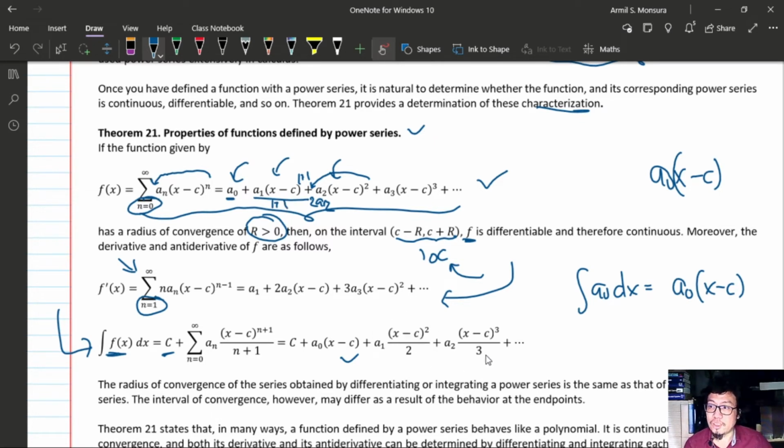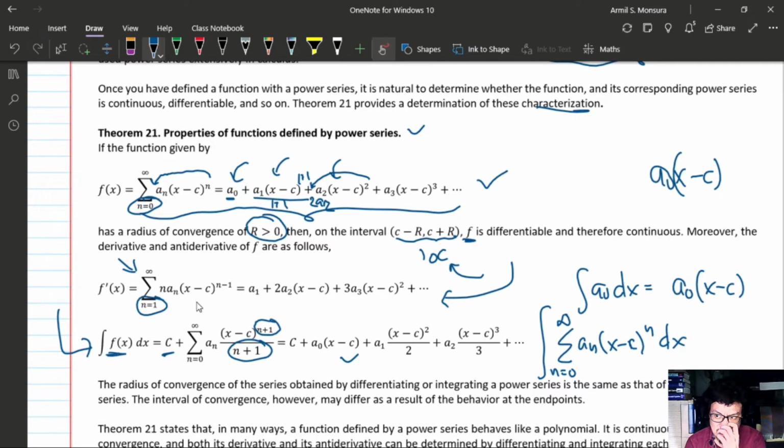And so on. But in the case of this term, the summation of an times x minus c raised to n for n equals 0 to plus infinity, it means that when you integrate something like this with respect to x, you just simply have to add an exponent and this denominator. But the limits do not get changed.